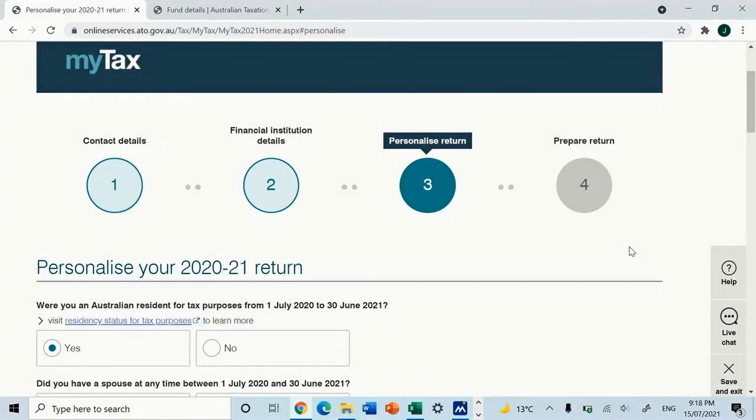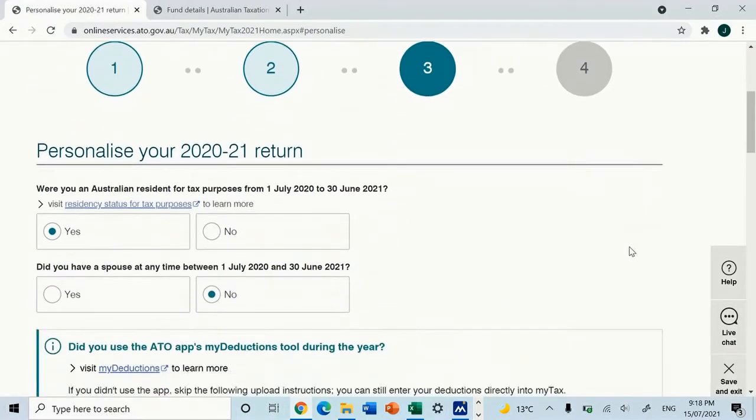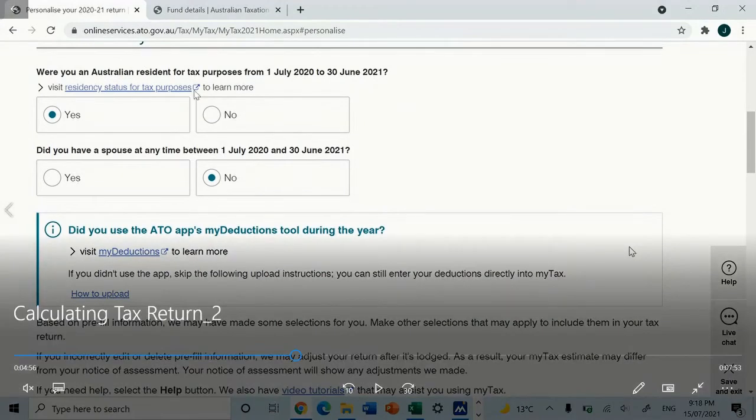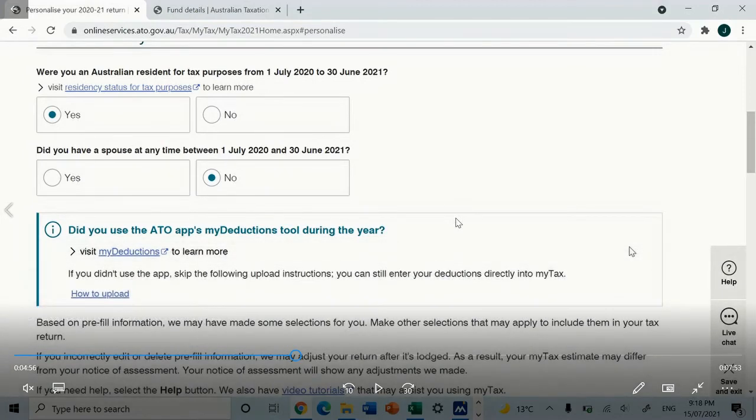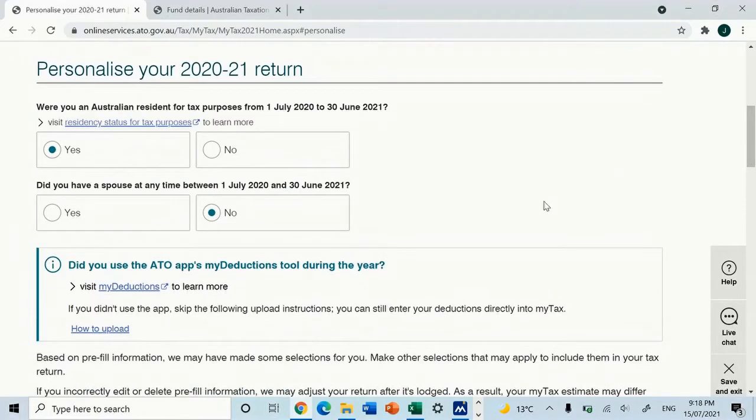So this is what you'll see when you get onto the Australian Taxation Office through myGov. Were you an Australian resident? Most people, yes. If you're not, there's different tax rates that apply. Did you have a spouse? No. Forever alone, but that'll also impact your taxable income. Obviously, you can have couples income, like I said, with the Medicare levy surcharge, $180,000 for couples income, but I don't know too much about that.